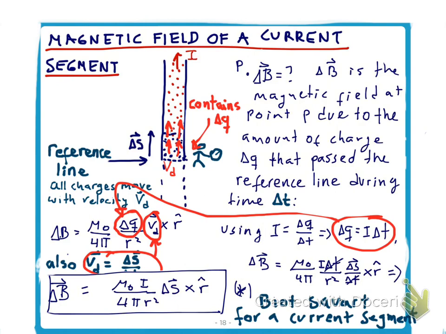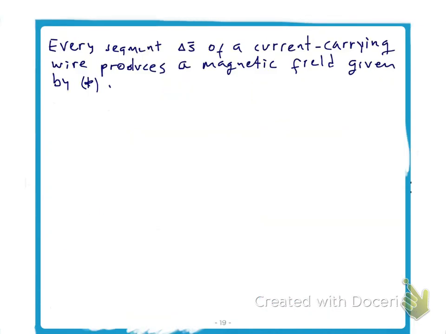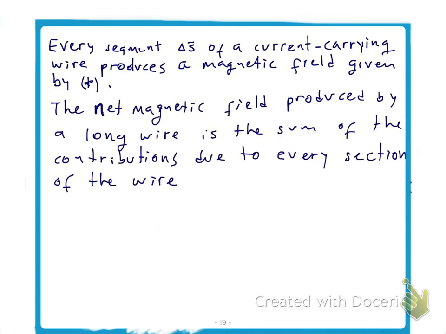Previously we had talked about the Biot-Savart law for a point charge. Now, using the Biot-Savart law for a current segment, we could calculate the magnetic field of a wire that carries a current, because every segment, delta S, in which we can divide a current carrying wire would produce a magnetic field given by the equation that we just derived. So the net magnetic field produced by the whole wire is going to be the sum of the contributions due to every section of the wire.